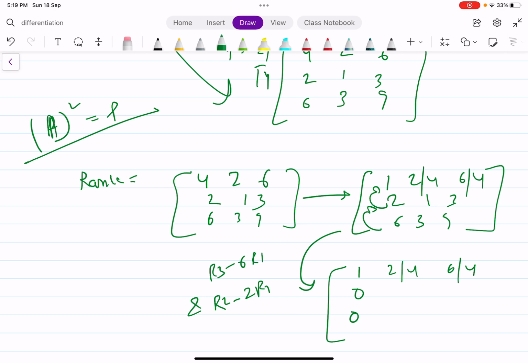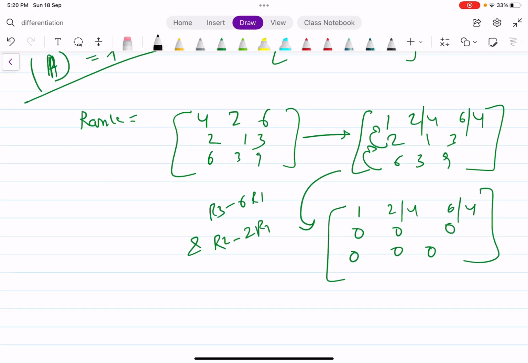So 1 minus 4 by 4 is 1, that is 0. 3 minus 6 2s are 12 by 4 is 3, minus 3 is 0. Similarly 3 minus 3 is 0. And 9 minus... no, this is not 2, this is the 6 times. So 36 by 4 is 9. So 9 minus 9 is 0. So when you do this, you know that the rank of this matrix is 1. So rank of P is 1.